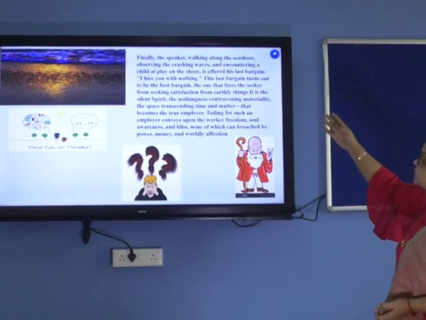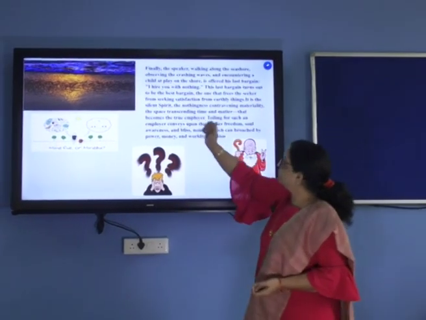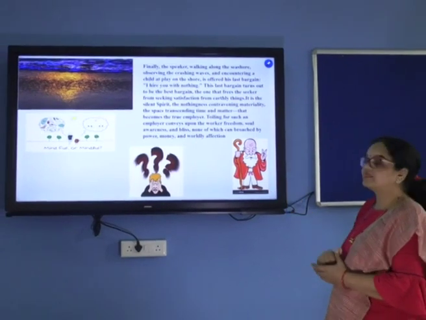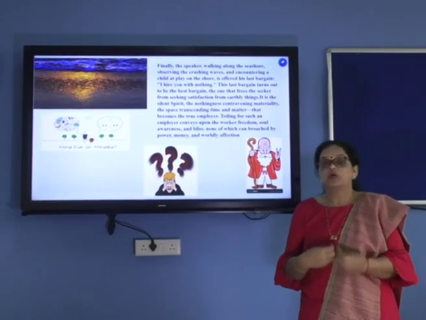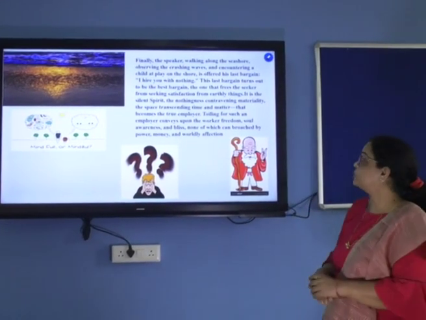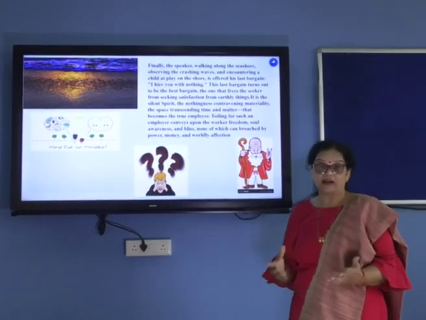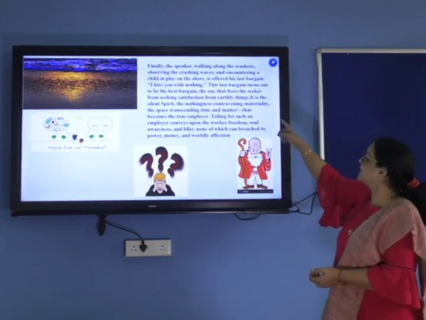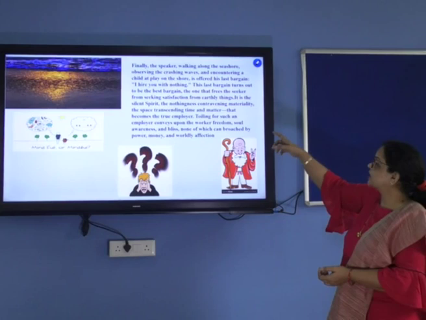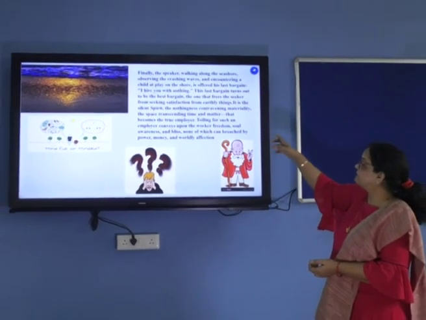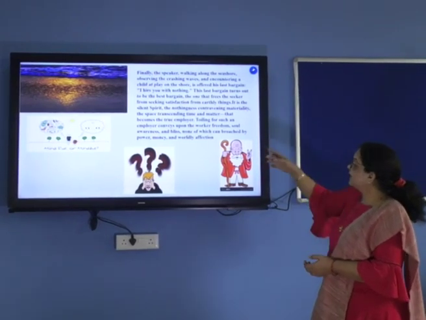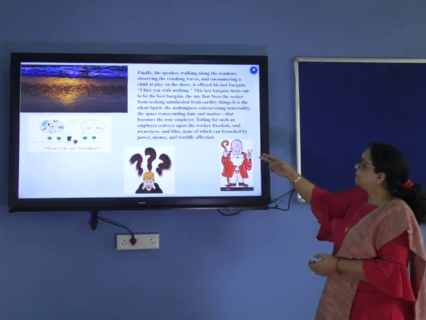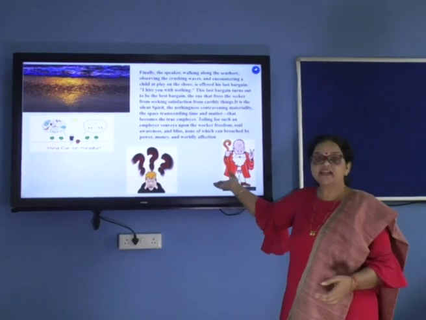Finally, the speaker walking along the seashore, observing the crashing waves. You can see the crashing waves, and encountering a child at play on the shore, is offered his last bargain. I hire you with nothing. So the last bargain he gets, and the child says, okay, you come and work for me, but I will give you nothing in return. Nothing, absolutely. This last bargain turns out to be the best bargain. Why? The one that frees the seeker from seeking satisfaction from earthly things. It is silent spirit, the nothingness contravening materiality, the space transcending time and matter that becomes the true employer. Toiling for such an employer confers upon the worker freedom, soul, awareness and bliss, none of which can be approached by power, money and worldly affection. So all these things, what?